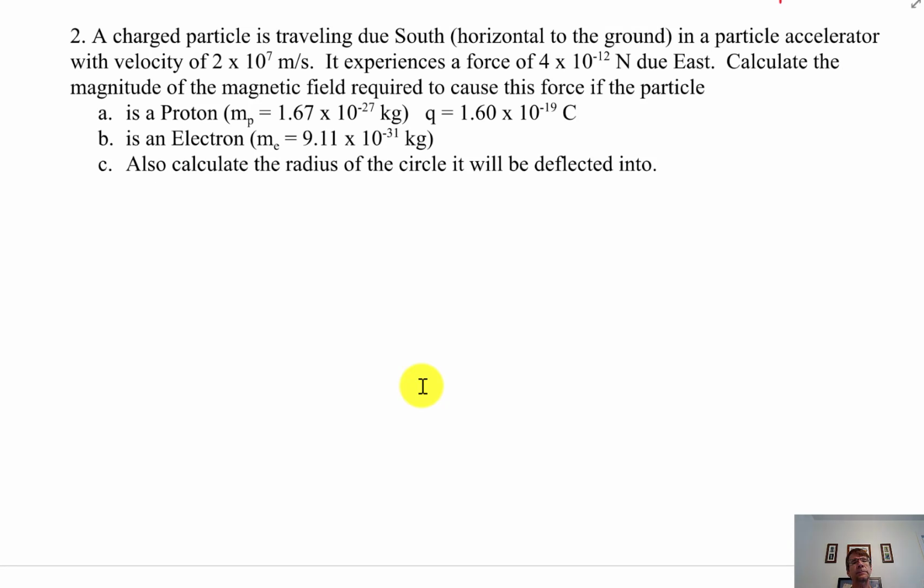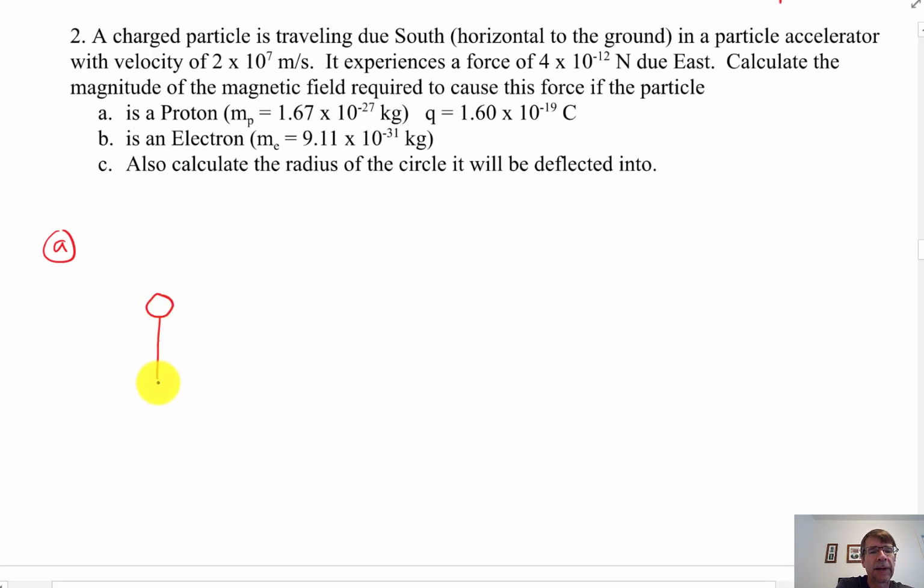Anyway, it says we have a charged particle moving south, experiences a force. So I'm going to draw the diagram. Let me go back to red. Okay, so draw the diagram to get my orientation here. It says a particle, so I always start by drawing a circle. We have a proton. It's moving south.